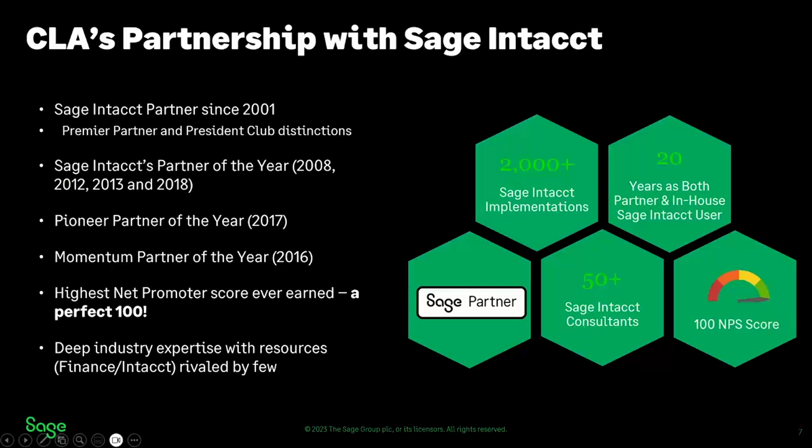We've been Partner of the Year a couple of times throughout those years, and won a couple of other awards. We've gotten the highest net promoter score, which is based on a survey following an implementation with the client, so that's really awesome that we like to point out. Once again, we have that deep industry expertise. We have performed about 2,000 implementations over the 20 years that we have done this. Our team consists of 50 plus consultants, some of whom are former CPAs, which is really great to have on your implementation team. Next slide, please.